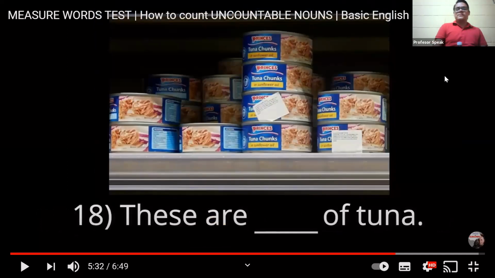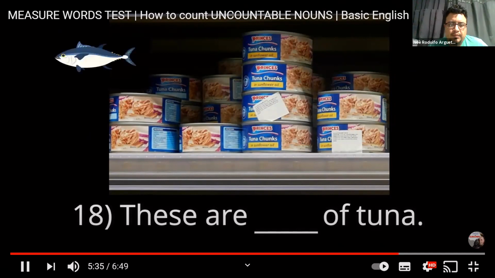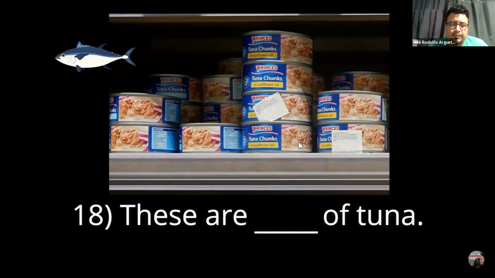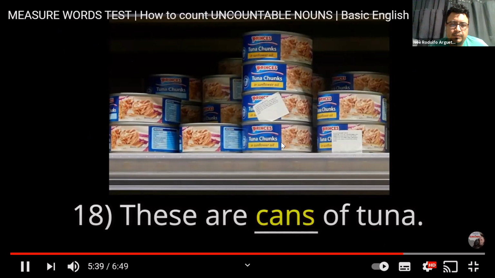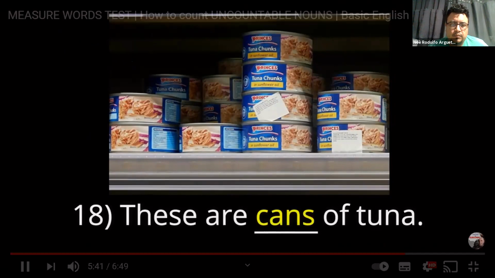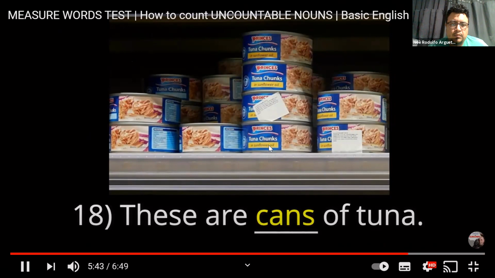Noé. These are cans of tuna. Cans. Of tuna. Okay. Yes. And the answer is, these are cans of tuna. All right. Number 19.